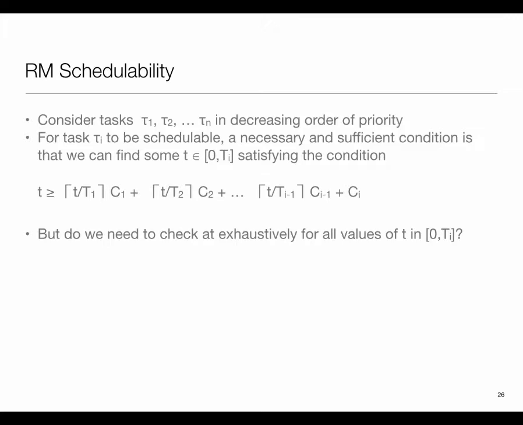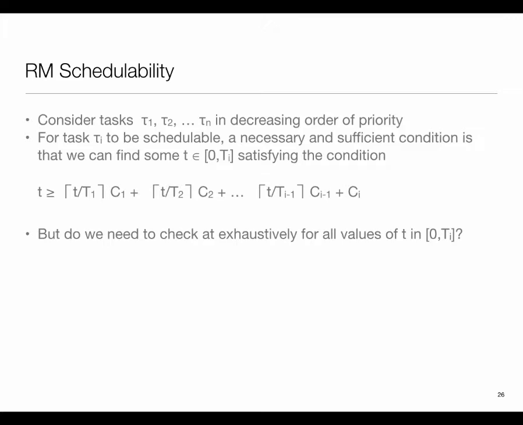So for task I to be schedulable, a necessary and sufficient condition is that I can find some time t, such that t is greater than or equal to how much work is needed during that time. And that work consists of Ci running and the necessary copies of each one of the higher priority tasks running, right? If I'm able to find some t which has this property, that is sufficient and necessary. If we don't, then it's not.